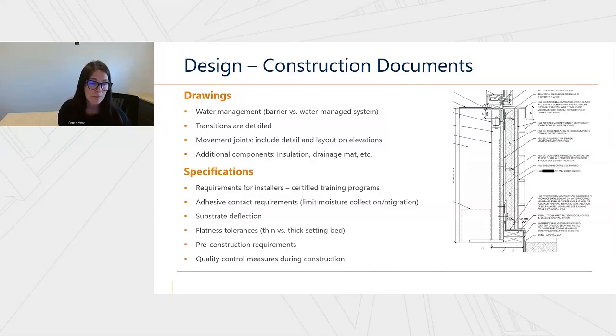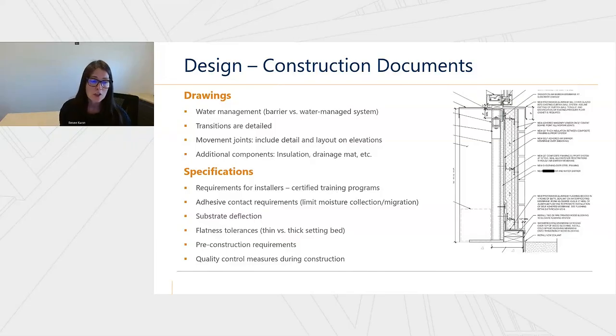Now, with regards to our specifications, we want to include such things as recommendations for our installers, such as certified training programs, adhesive contact requirements. So we want that full mortar bed coverage. And this is also going to limit our moisture collection or migration back behind our adhered veneer stones. We're going to want to define what the substrate deflection limits are. This can be anywhere between L over 240 to L over 1,000, I think the stone is a recommendation for.